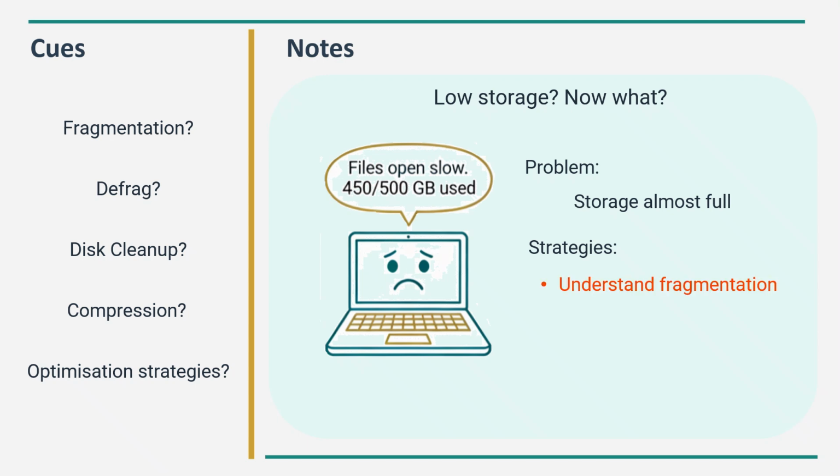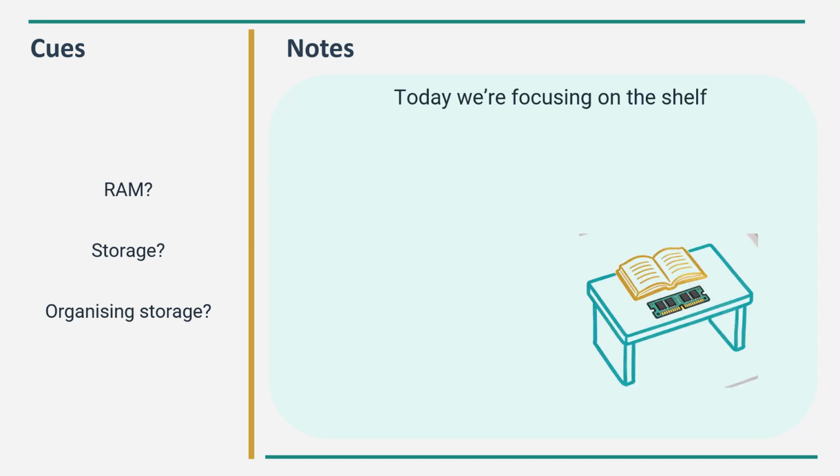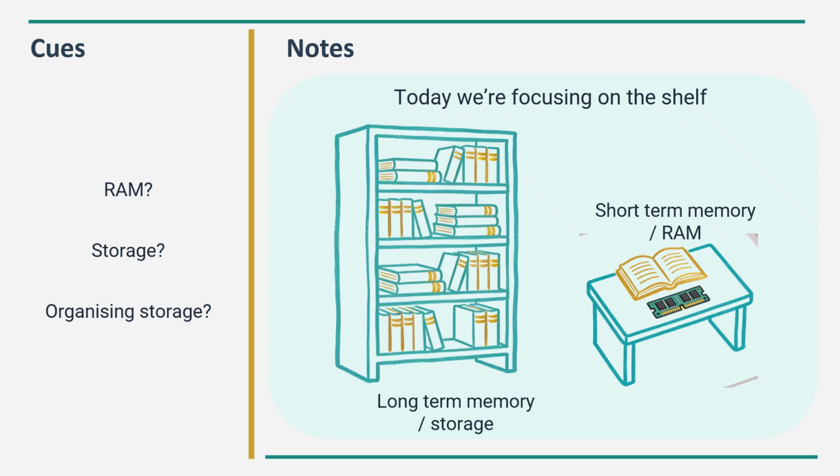The first is to understand fragmentation. What is defrag, disk cleanup, and compression? All of these are optimization strategies. Now remember the previous video where the RAM is your short-term memory and the shelf is your long-term memory. Today we're fixing the shelf so it's organized and not cluttered.